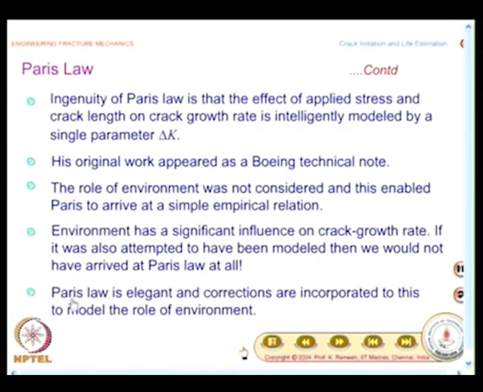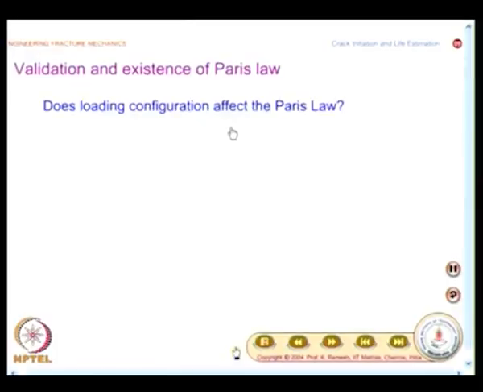And in summary, Paris law is elegant and corrections are incorporated to this to model the role of environment. We would also see how the environment changes the crack growth rate, what kind of aggressive environments we have to look at. We will see all that after a few slides. And before we proceed further, we will have to ask a question: is Paris law valid?